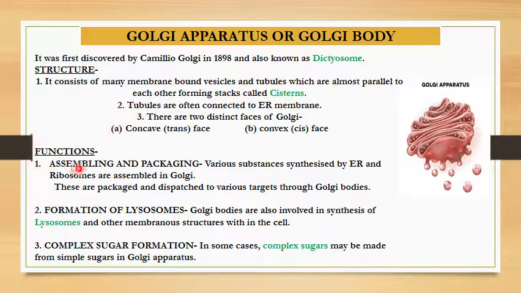Functions: assembling and packaging. Various substances synthesized by ER and ribosomes are assembled in Golgi. These are packaged and dispatched to various targets through Golgi bodies. Formation of lysosomes. Golgi bodies are also involved in synthesis of lysosomes and other membranous structures within the cell. Complex sugar formation. In some cases, complex sugars may be made from simple sugars in Golgi apparatus.